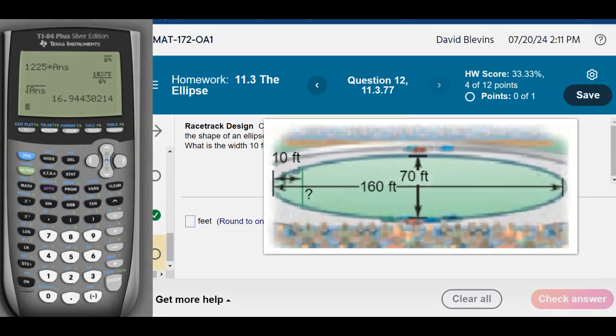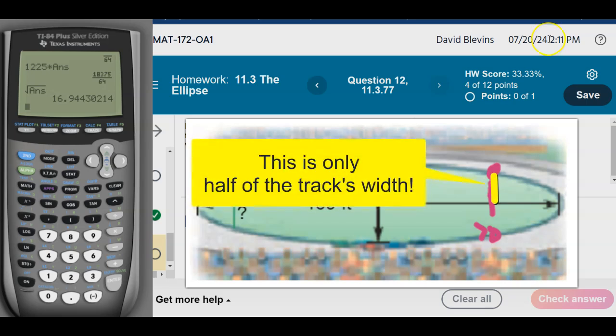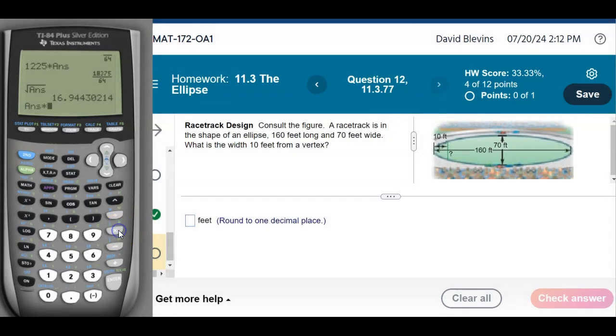What we have to remember is then there's the 70 that I've plugged into that, and I've gotten that distance right there. To get the entire distance, I need to double it. So I'm just going to hit times 2, enter. So 33.88, roughly 34, to 1 decimal place, 33.9.